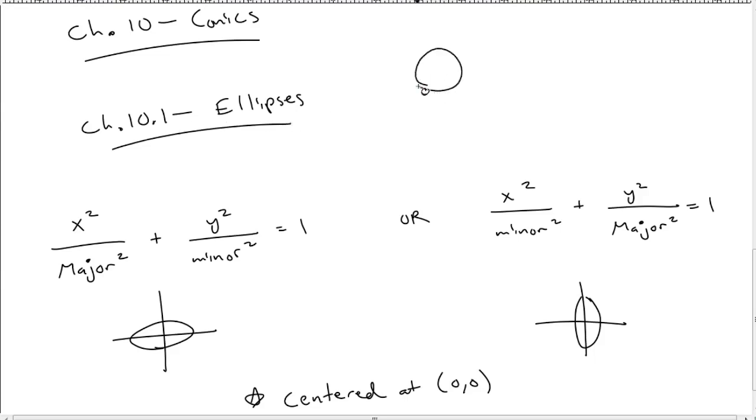So ellipses are kind of like circles, but not perfect. They're elongated on one side or another. And all of the ones that we're going to be focusing on today are centered at 0, 0. Thankfully, it makes it a lot easier.